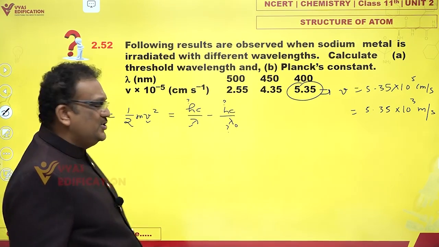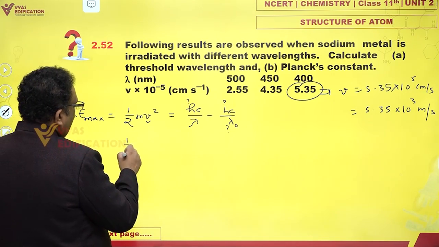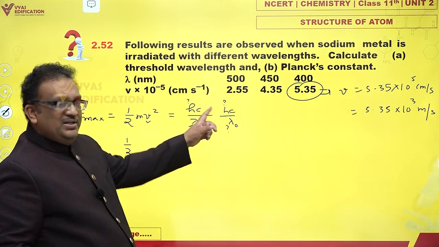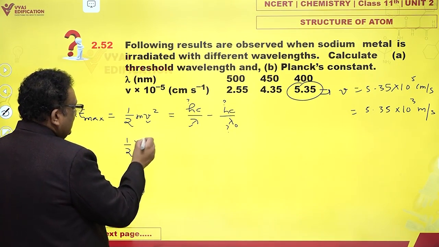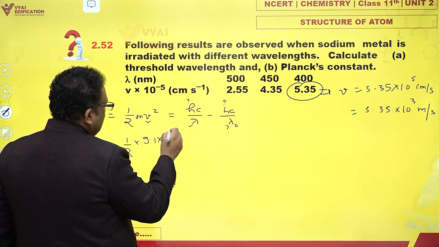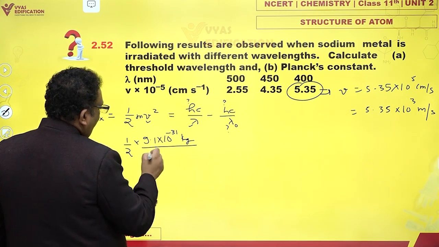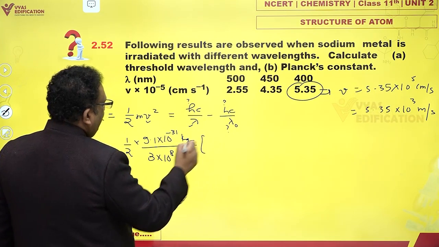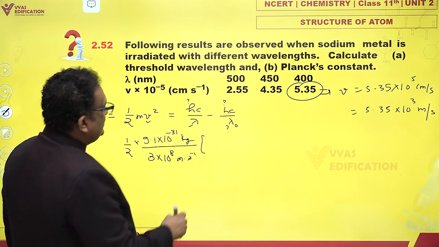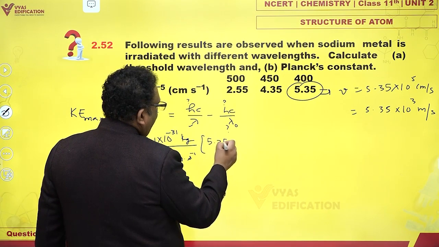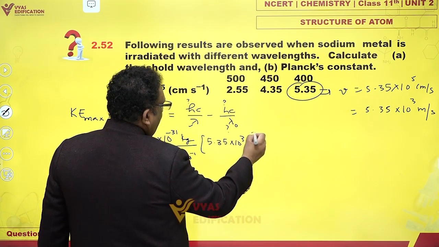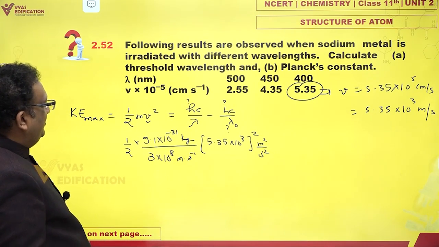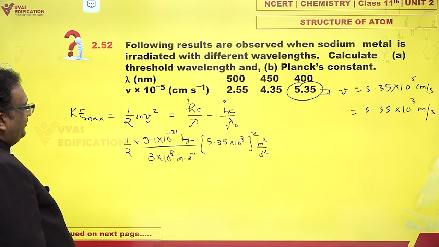I'll just substitute in one case and show you. Half into m. Now I could just divide by c, right? The mass of electron is 9.1 into 10 to minus 31 kg, and velocity of light is 3 lakh kilometers per second. Fine. V square is 5.35 into 10 to 3, the whole square, meters per second, of course, meter square per second square, no doubt.